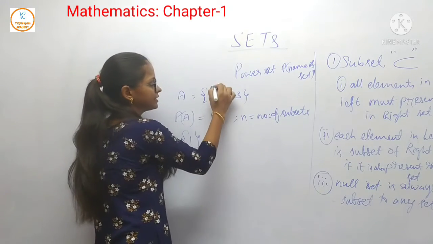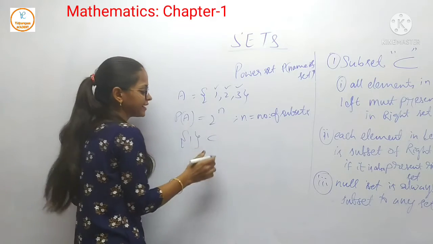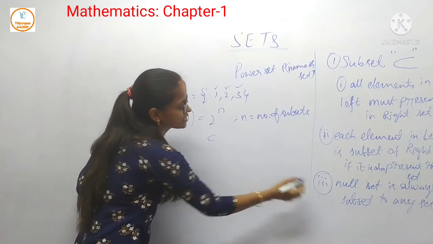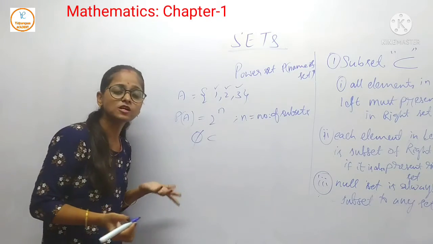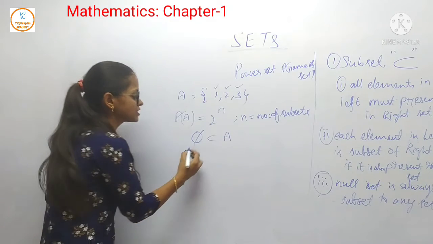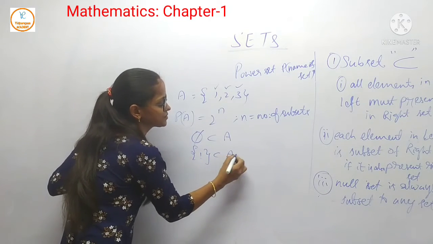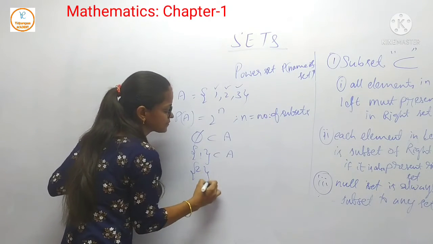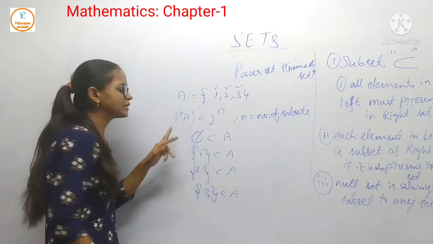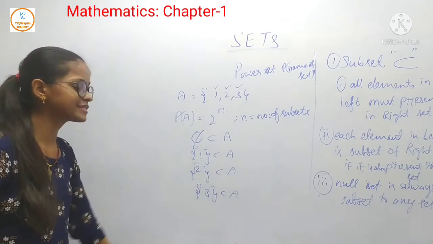Single elements are also subsets of A, right? So first, even the null set is also a subset of A, isn't it? So the empty set is completed. Now consider the single elements. 1 is a subset of A, 2 is also a subset of A, and 3 is also a subset of A. So the empty set and single sets are completed.